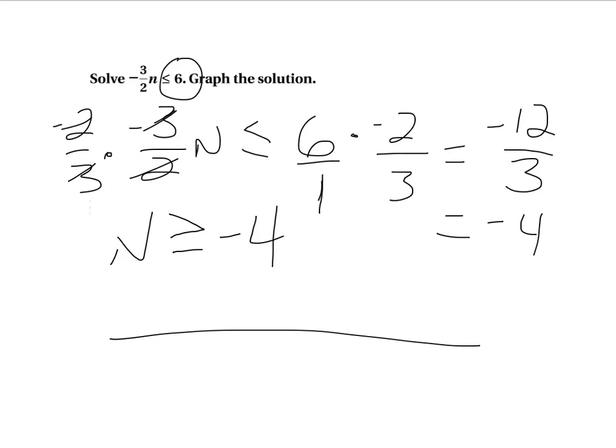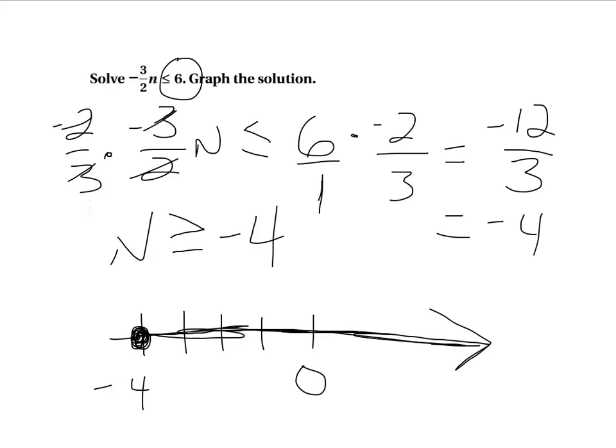Of course, you should be experts at this point on how to graph inequalities. Here is 0, negative 1, negative 2, negative 3, negative 4. It is equal to, so I need to color in the dot, and that's a negative 4. It's greater than or equal to, so I'm going to go this direction, coloring it in, going like that.